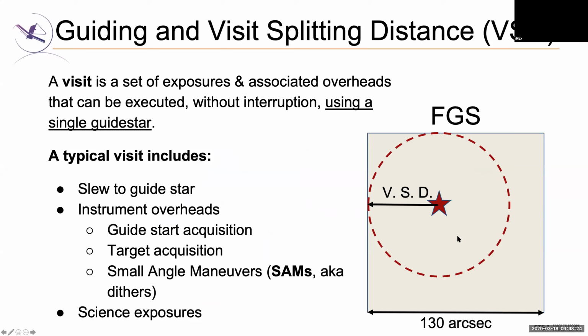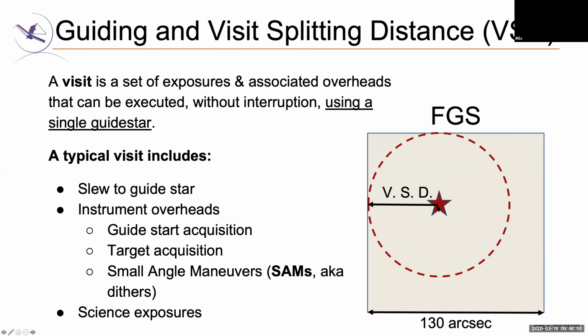And if you're near the galactic plane, then you have plenty of stars, and the chances are that you're going to be able to find one almost exactly at the center. Near the pole, there's fewer stars, so you might find a guide star a bit off center. Anyway, the visit splitting distance is this red circle, and it's essentially how far you can move or do small dithering without losing the guide star.